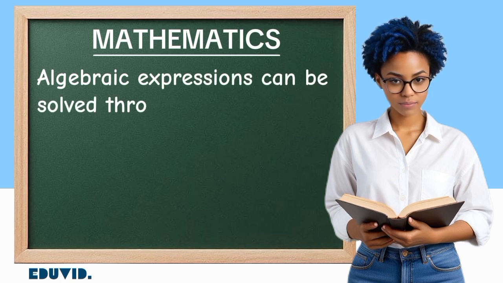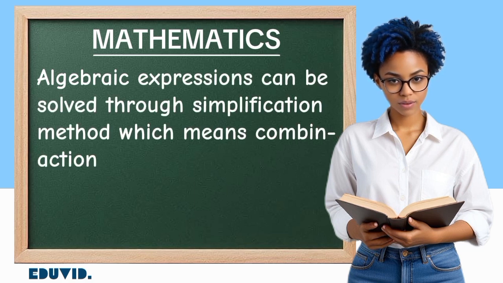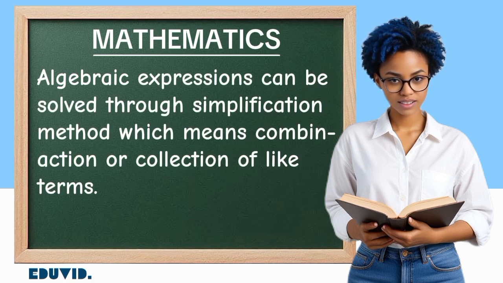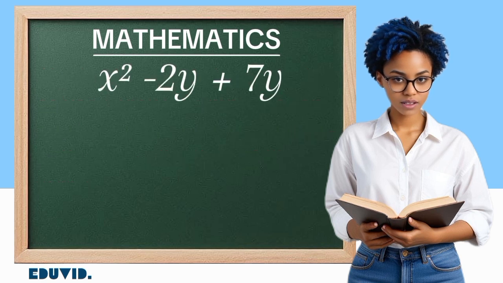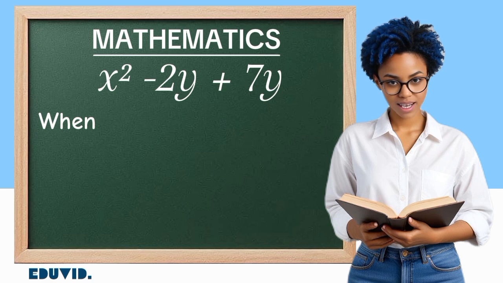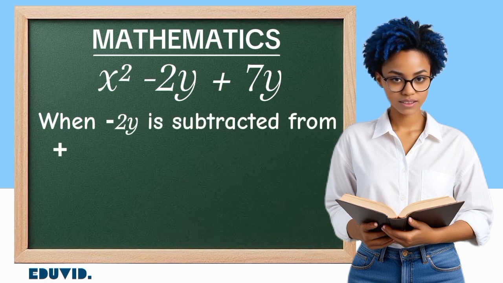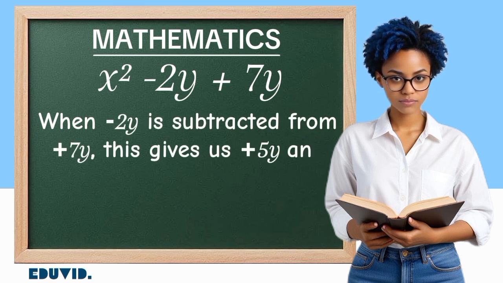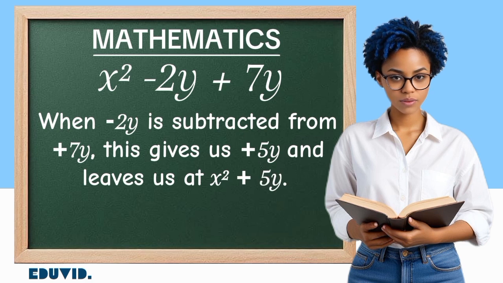Algebraic expressions can be solved through the simplification method, which means combination or collection of like terms. In this expression, minus 2y and plus 7y are like terms, and when minus 2y is combined with plus 7y, this gives us plus 5y and leaves us with x squared plus 5y as our final answer.